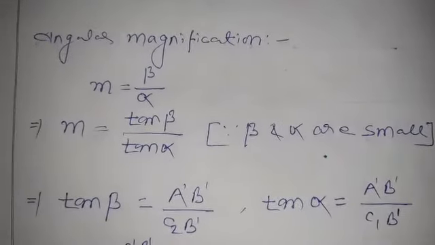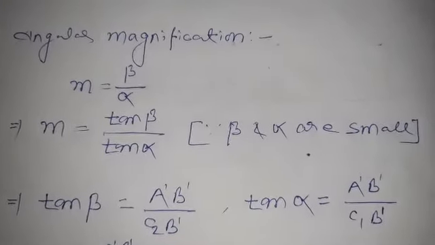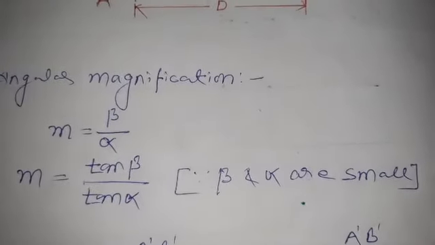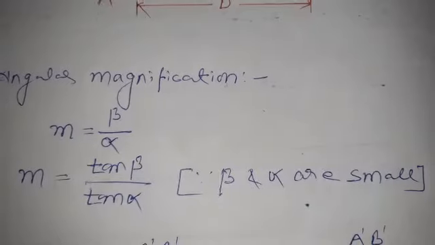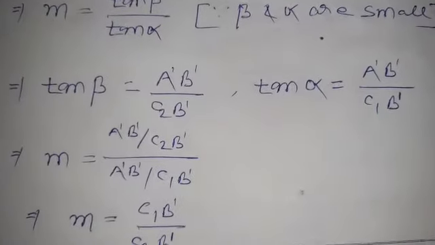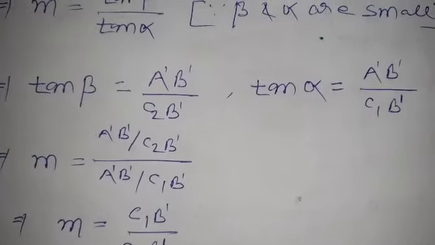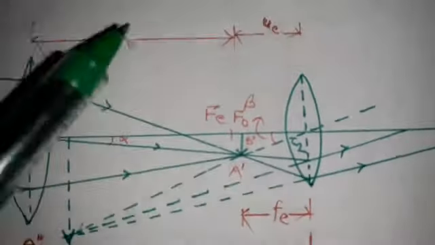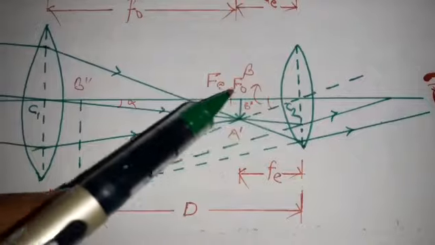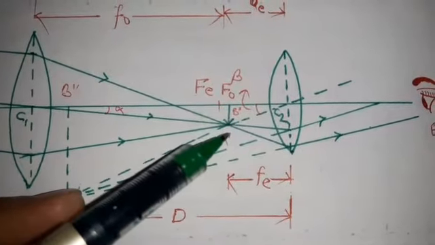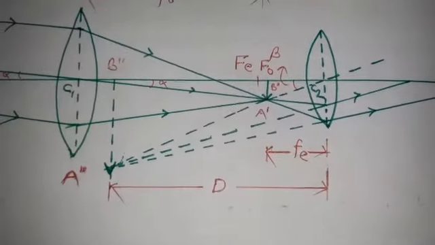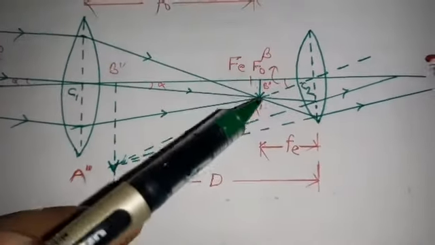Now again your angular magnification, m equals beta upon alpha. So m equals tan beta upon tan alpha, as beta and alpha are very small angles. Now we have to calculate the value of tan beta and tan alpha. So from this diagram, we can calculate the value of tan beta, and from this triangle, we can calculate the value of tan alpha.